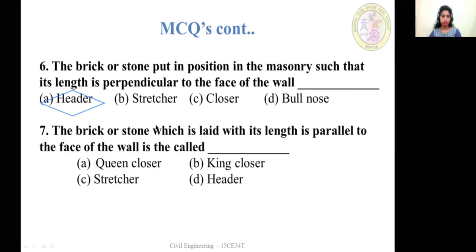Next, moving on to the seventh question. The brick or stone which is laid with its length parallel to the face of the wall is called dash. Option A, queen closer. Option B, king closer. Option C, stretcher. And option D, header. I hope you have already chosen the right answer. Let me not take too much time. It is the definition of a stretcher. The correct answer is option C.